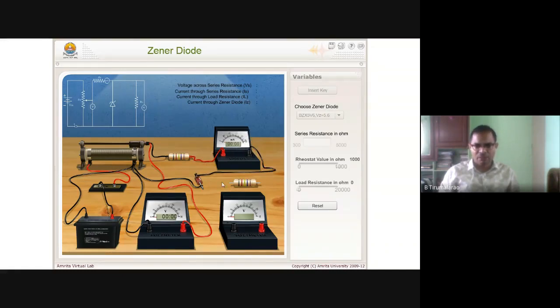The Zener diode end is connected to one. One end is connected to the Zener diode. This Zener diode is connected to the battery. So the connection is done, the power is on. You can insert the key. Okay.